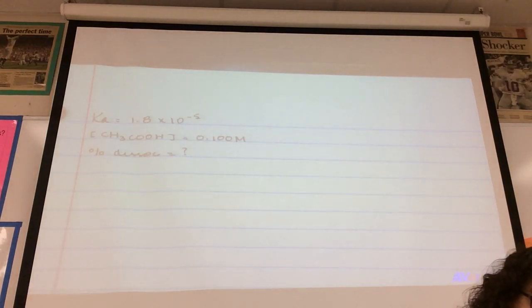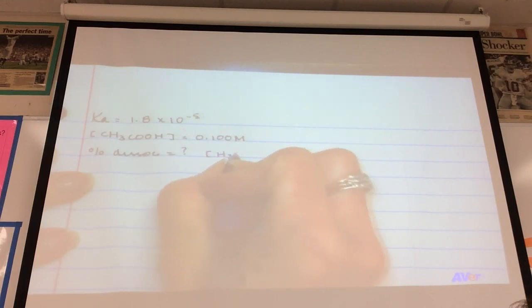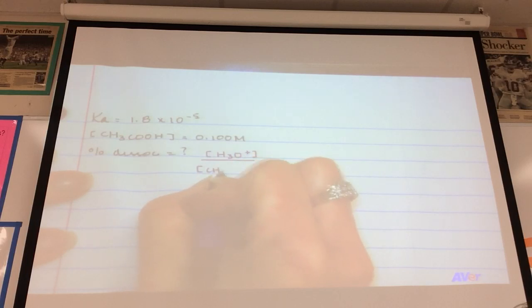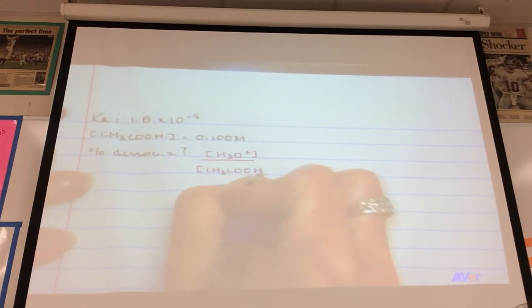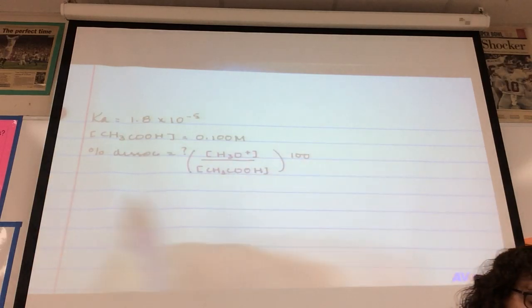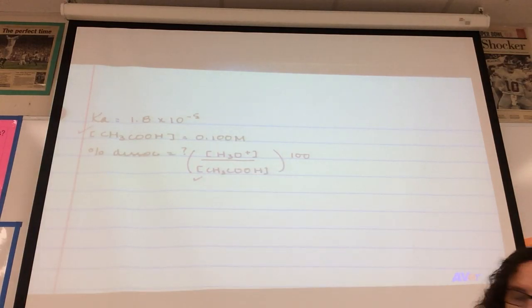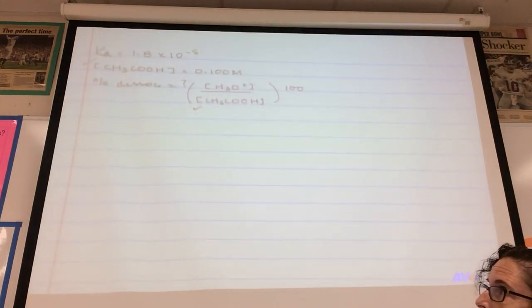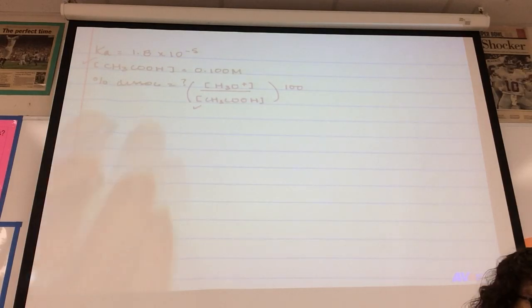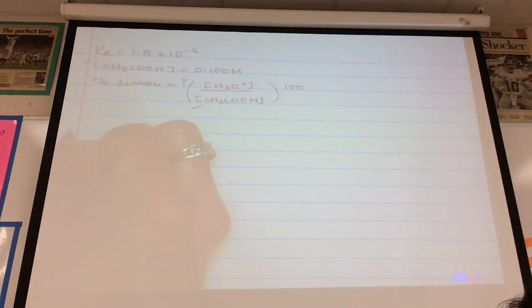So here's the new piece of the puzzle. Percent dissociation is going to be hydronium ion concentration over the initial concentration of the acid times 100. Well, we have this piece, but we don't have the hydronium ion concentration. Can we get that from Ka and concentration? Sure we can. So this goes back to our rice table.